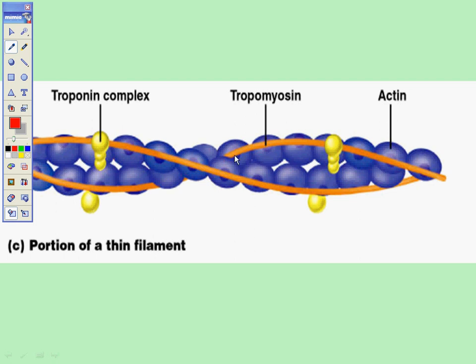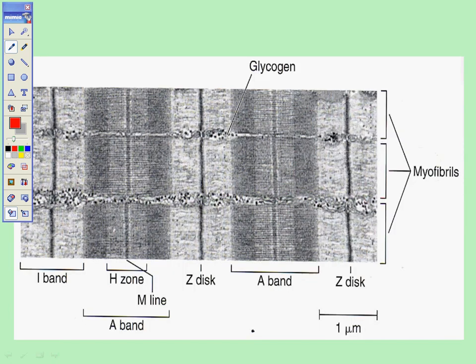So the tropomyosin has to be removed before a myosin head can reach in here and grab hold to form a cross bridge. And that's going to be the end of the anatomy of the muscle portion. Like I said, Ms. Johnson is going to continue on in the next video. Thanks.